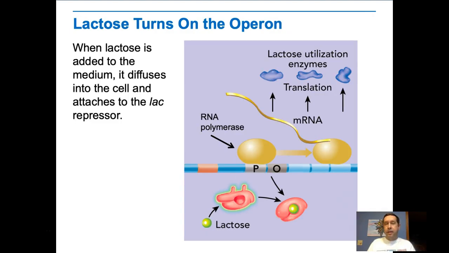When lactose is present, it binds to the repressor, changing the shape of the repressor so now it no longer fits with the operator. RNA polymerase can bind, transcription and translation occur, enzymes for breaking down lactose are produced, and the lactose is broken down. Then once the lactose is used up, the repressor becomes active again and it shuts off transcription and translation of the lac operon.